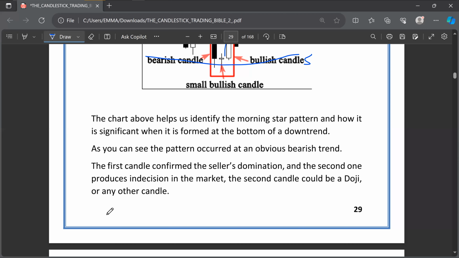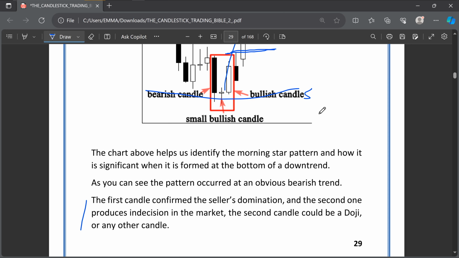Now, the first candle formed the seller's domination, right? And like I said, the first candle is bearish. Bearish means the market was moving down. So the seller's domination. The second one produces an indecision. Indecision in the sense that you might not know where the market will move. If you look at the second one, it's actually the previous type of candlestick pattern that we discussed, right? We talked about doji candlestick patterns, and we have about 3 to 4 of them.